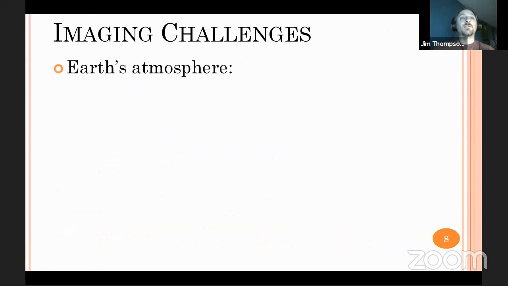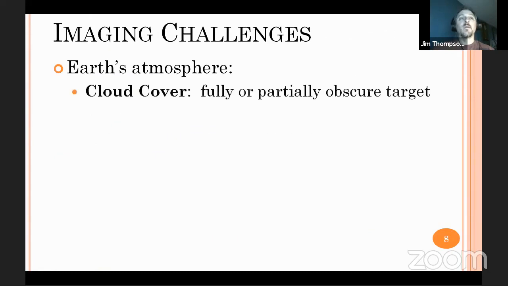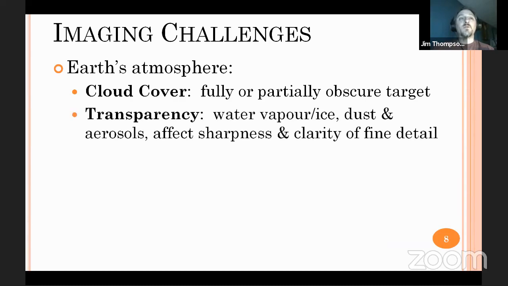So the main challenge to imaging is the Earth's atmosphere. As we know today, cloud cover is obviously a big problem. If it's cloudy or partly cloudy even, it pretty much puts an end to any attempts to image. Transparency: in addition to cloud cover, there can be particulates in the atmosphere, whether it's water vapor, dust, or aerosols. All these things can affect how clear and how sharp the detail is in the object you're trying to image.